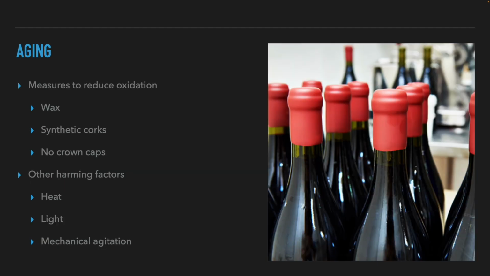To delay the effects of oxygen, the cider maker can use wax on the corks, use synthetic corks instead of wooden corks, and not use crown caps. In addition, while aging, further measures can be taken to slow down the rate of oxidation of the cider. As a rule of thumb, a 10-degree increase in temperature cuts aging time in half. It is also very important to avoid exposure to light, which can harm the aromas of esters and phenols in a cider, and to avoid mechanical agitation, which can cause haze.